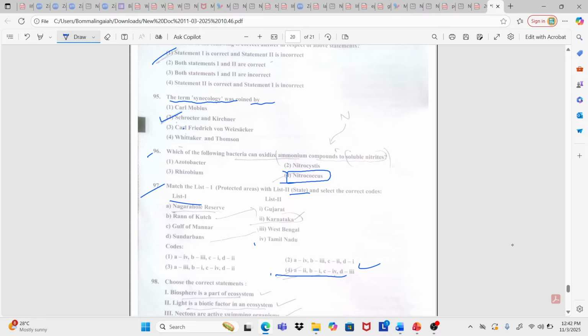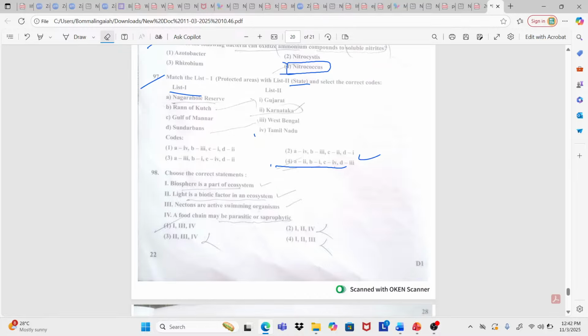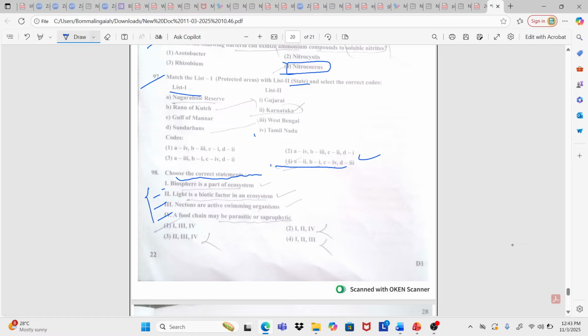Yes, almost discussed. I am not going to discuss in detail, just giving the probable key answers. That's it. Next question number 98. Choose the correct statements. Here statement 1 is there, statement 2 is there, statement 3 and statements are given.